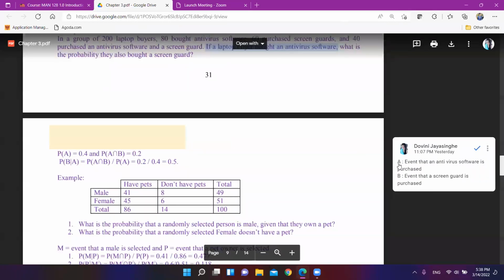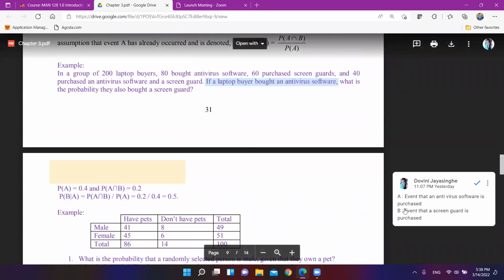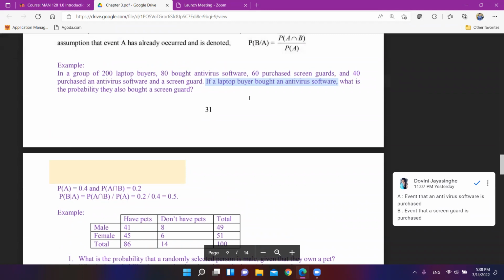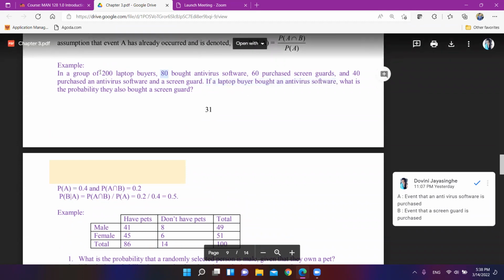Okay. So I define A as the event that an antivirus software is purchased, B as the event that a screen guard is purchased. We know that they have purchased laptops. We are not looking into that. These are the two events that we define. So probability of A is what? Probability of a person buying an antivirus software is 80 over 200, that is 0.4. That is how this is computed.